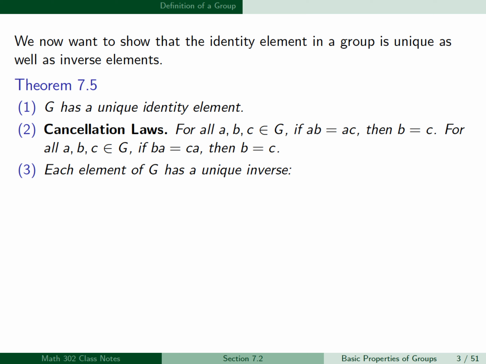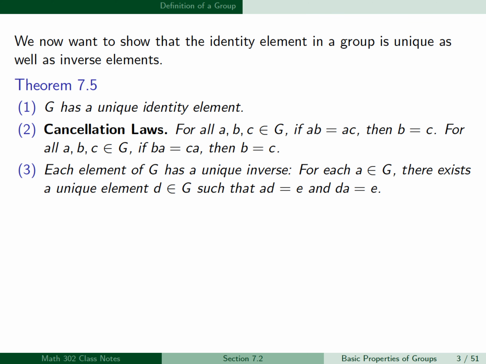And the third part of the theorem tells us that each element of G has a unique inverse. That is, for each A in G, there exists a unique element D in G such that AD is E and DA is equal to E.